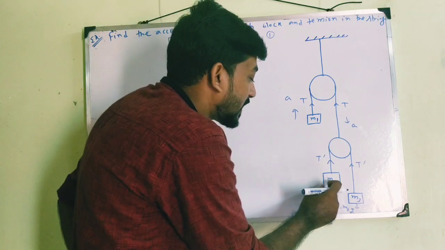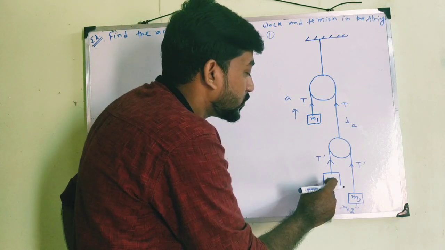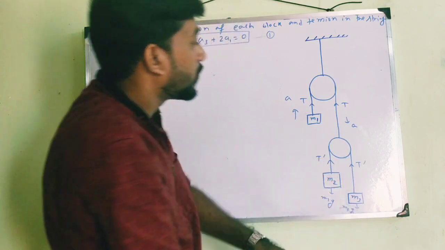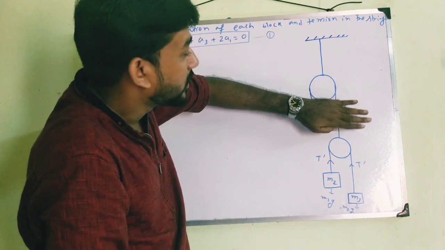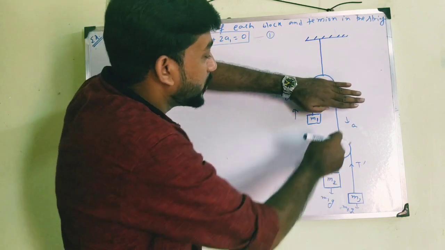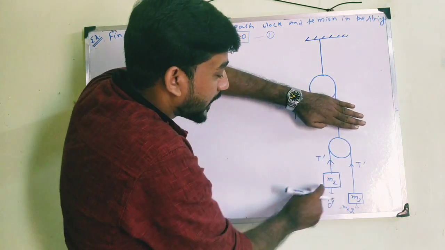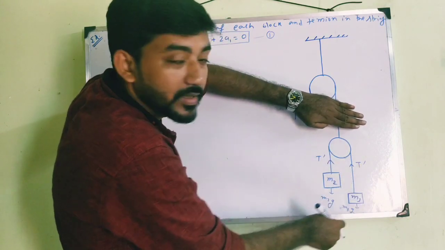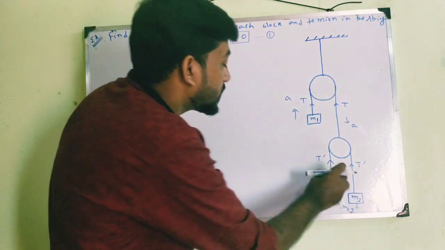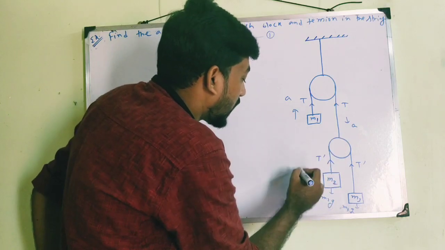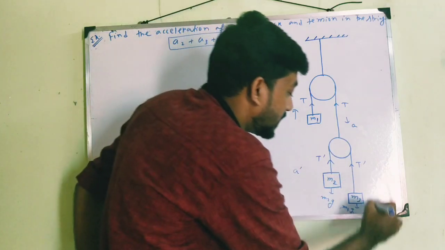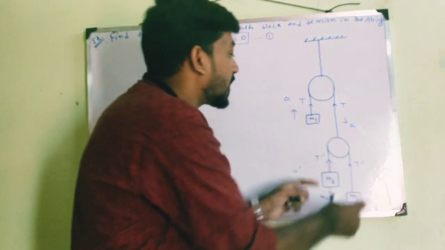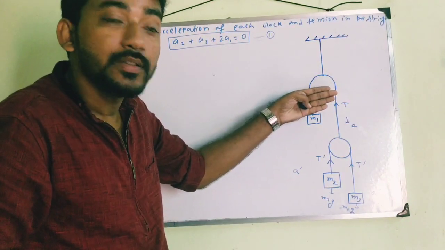So the acceleration of m2, if the acceleration of m2 and m3 is a prime, when this upward system is absent. If we talk about only this pulley and this mass m2 and m3, this will be upward and this will be downward. So this mass will move upward with the acceleration a prime, and this mass will move downward with the acceleration a prime. This will be the same if this system is not present here.